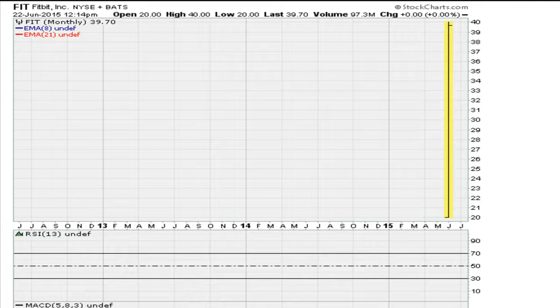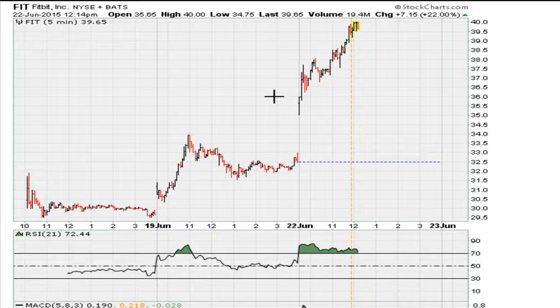So that's how you trade IPOs. Find the time frame that is fully developed and trade that as if it was the monthly.